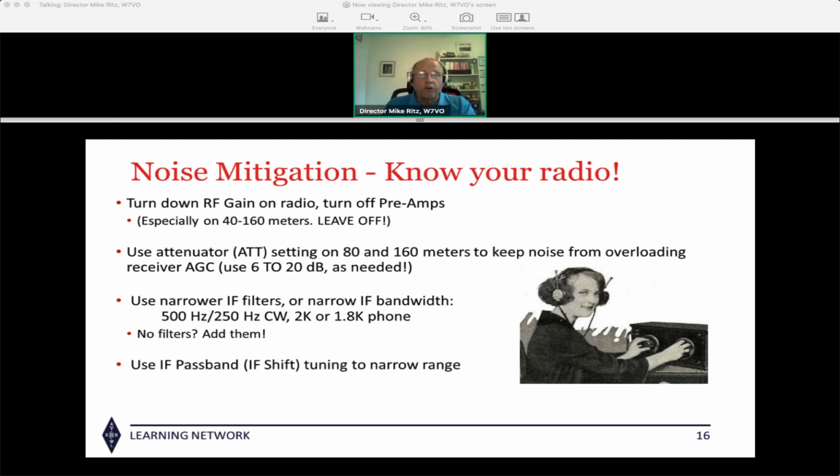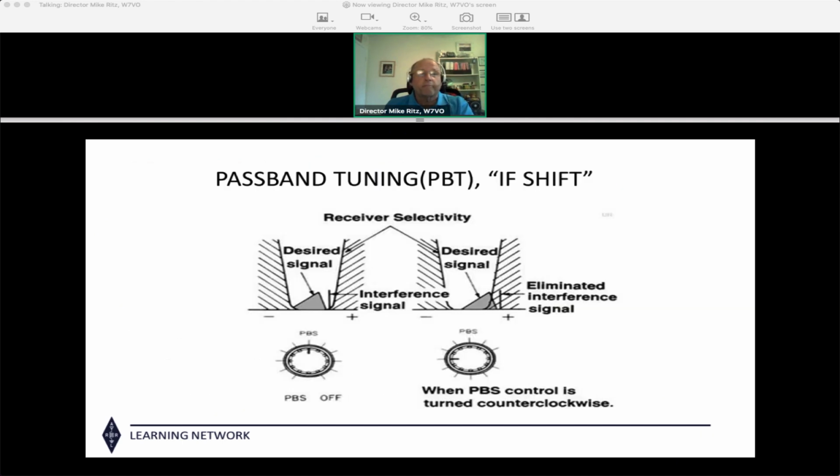And learn how to use your IF passband or IF shift on some radios. Icom calls it IF passband. Yaesu and Kenwood call it IF shift, and you use that to narrow your tuning range. And if you've got a radio that's got DSP, digital signal processing, for example, Yaesu has a contour setting and a notch setting, learn how to use those.